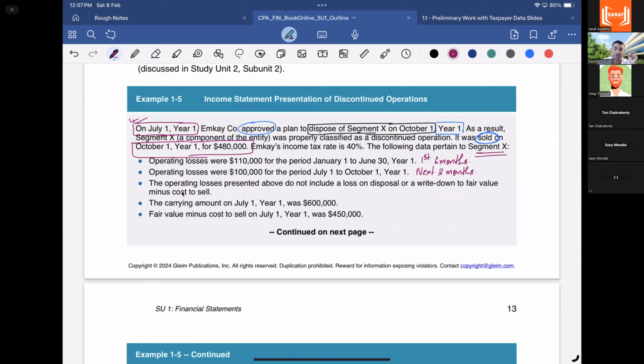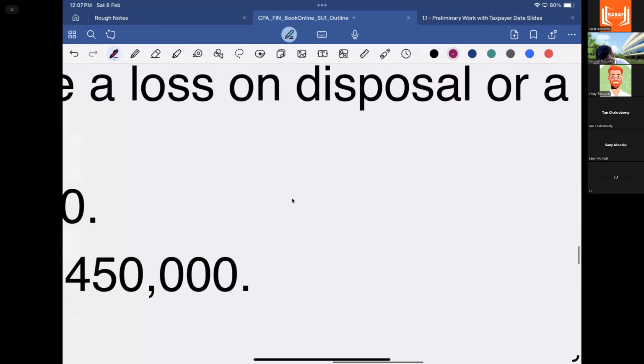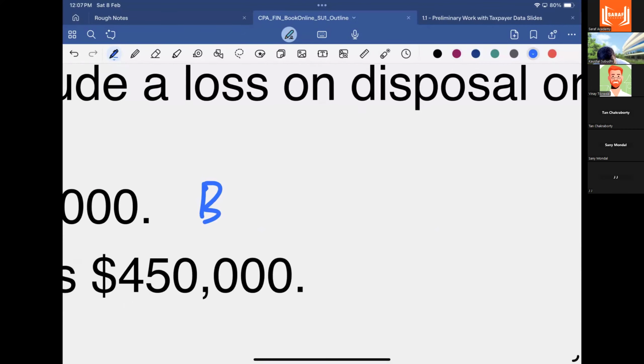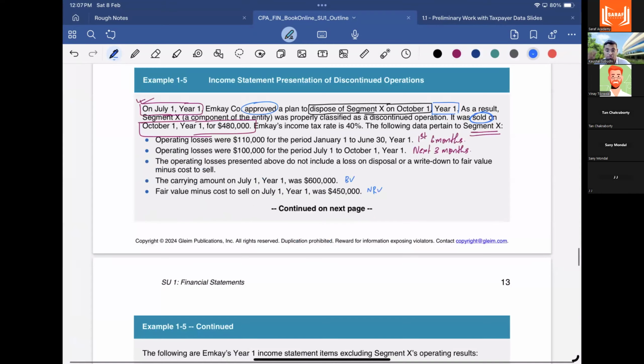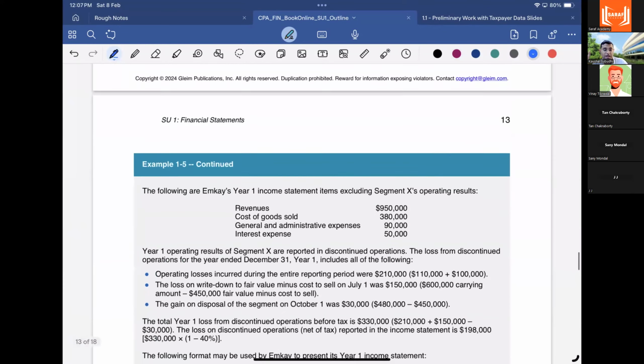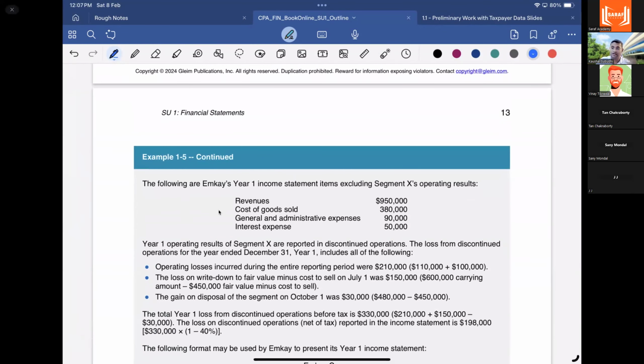down to fair value minus the cost to sale. Carrying amount, which is again, they have given you the book value over here, which was highly needed, and then they have also provided you the net realizable value, which is $450,000. Fair value minus the cost to sale, the cost to sell the division or the segment, is around $450,000. Now, following in general, right? So excluding segment tax in general, यानी कि उनके अलग business operations जो थे वो है आपके revenue, cost of goods sold, general administrative expenses, and then again your interest expense, which is $50,000 over here.